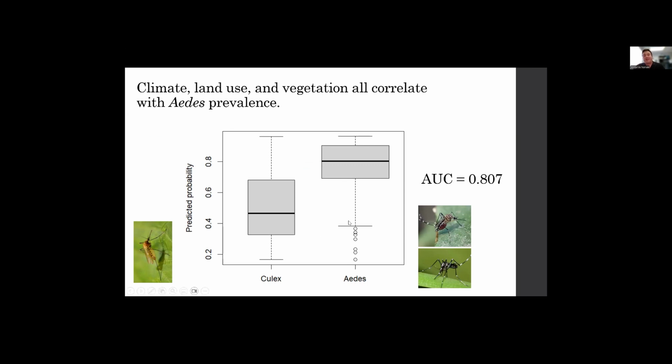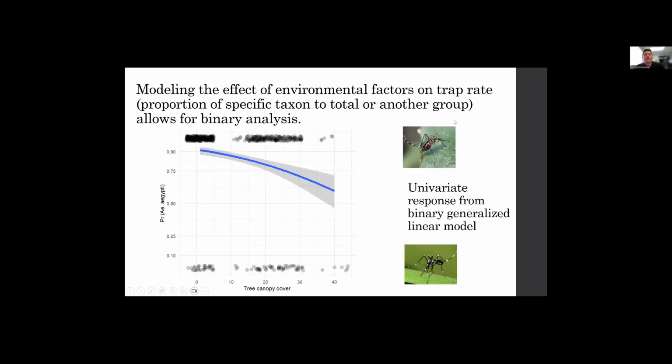And if we look at the predictive power of this model, it's pretty good. We can see there's separation between the Culex predictions and the Aedes predictions, as well as an AUC of about 0.8. If we take the same framework and apply it to our two different species, the model performs a lot worse because the range of Aedes albopictus collections was a lot more limited than the overall Aedes versus Culex, but we could still detect some responses here.